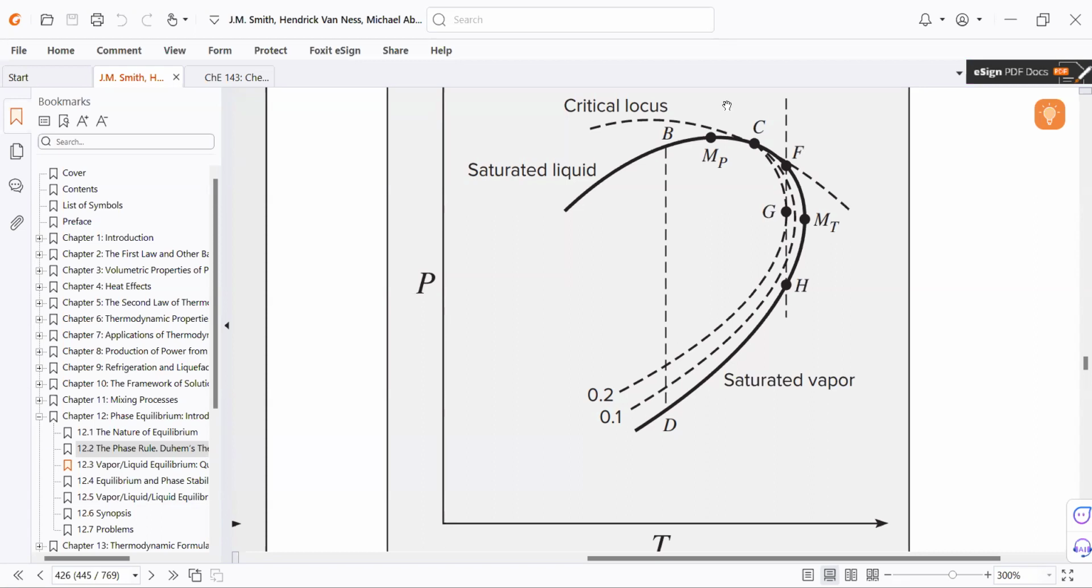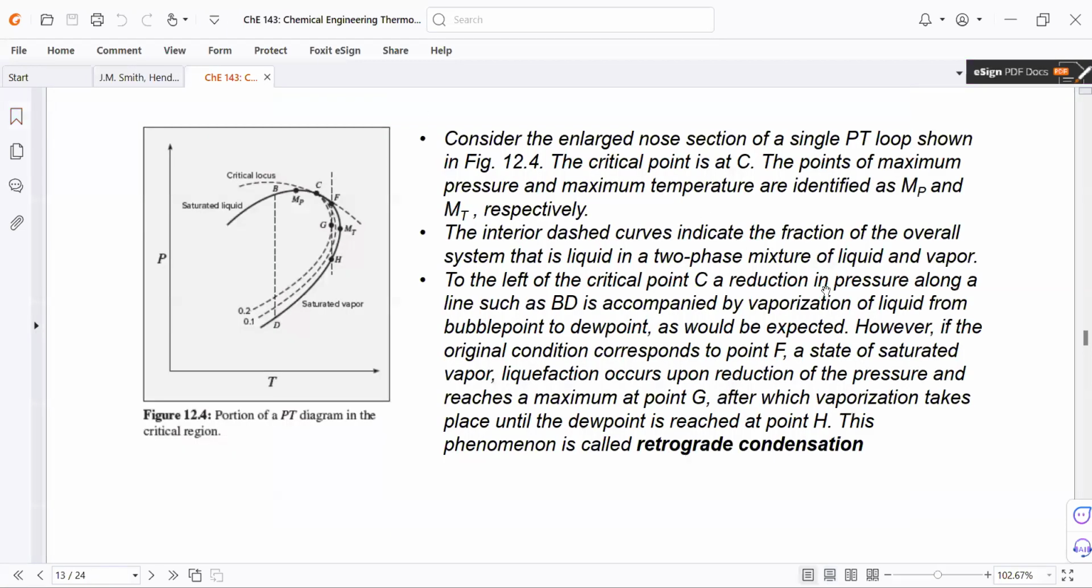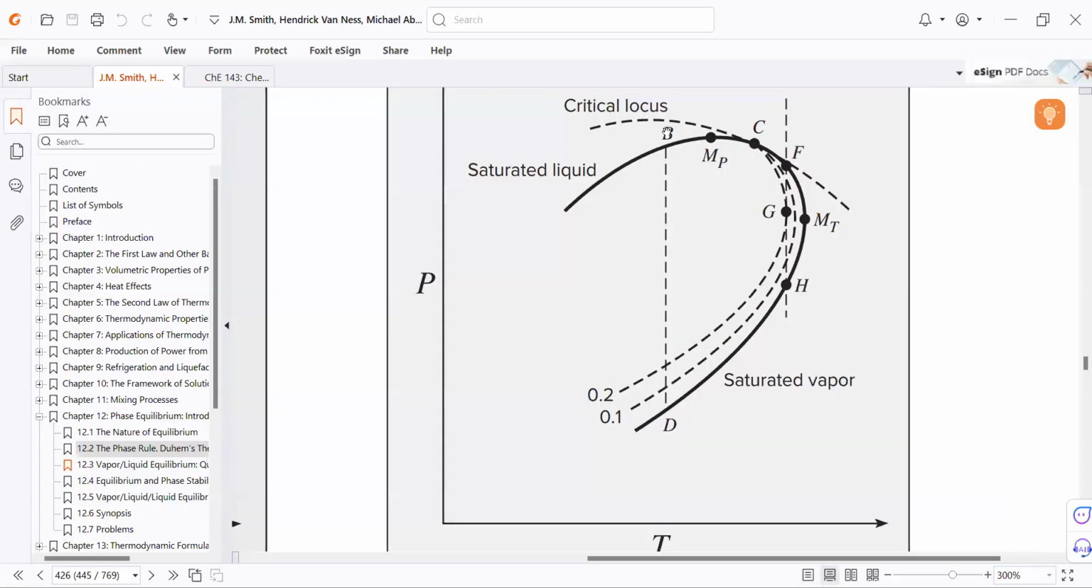All right. So what if we have a situation wherein we reduce the pressure along line PD? Line PD is on the left of the critical point, as you can see. If we reduce the pressure, what happens?